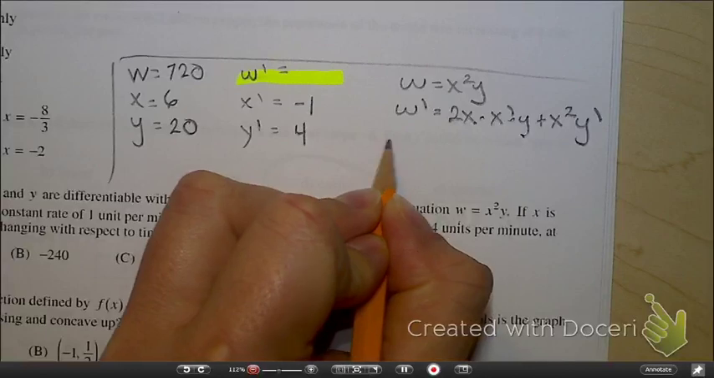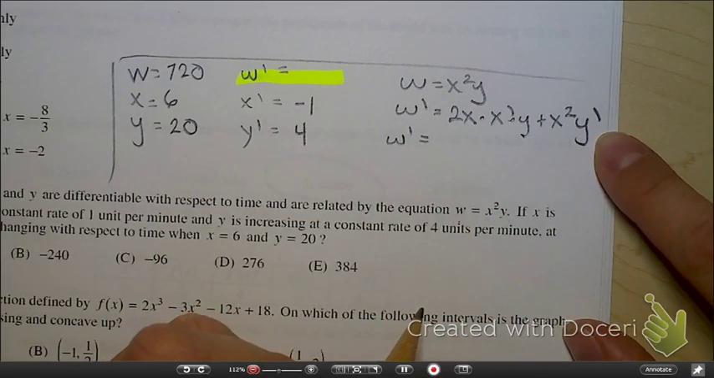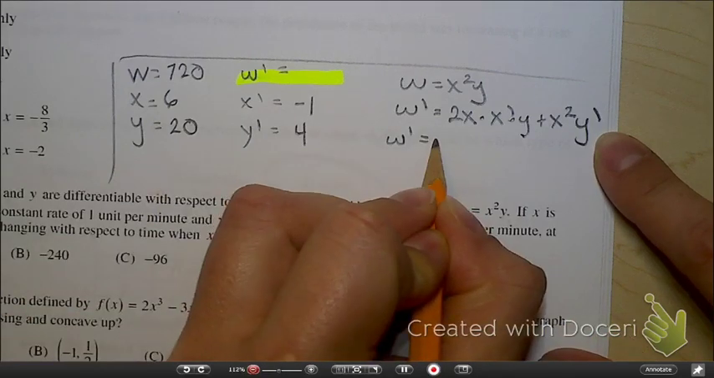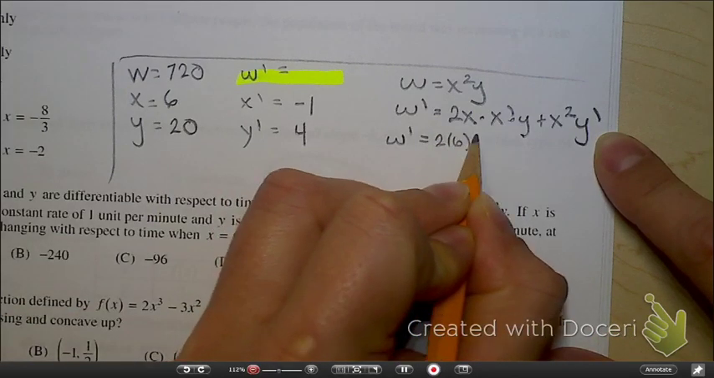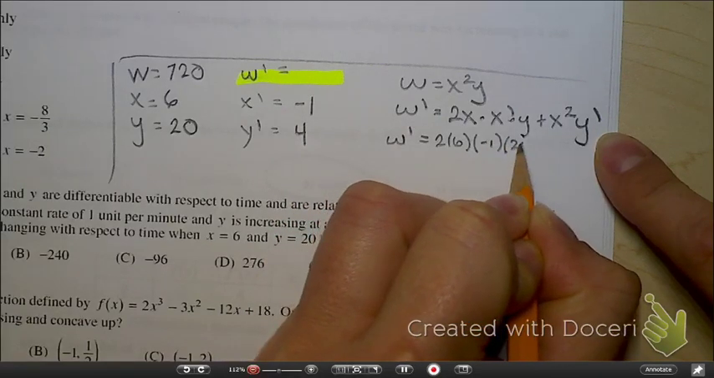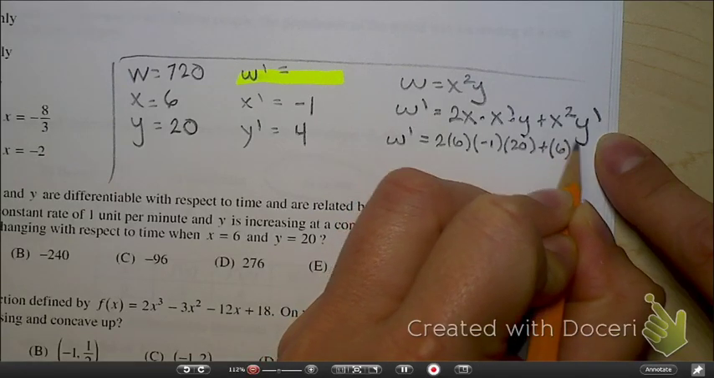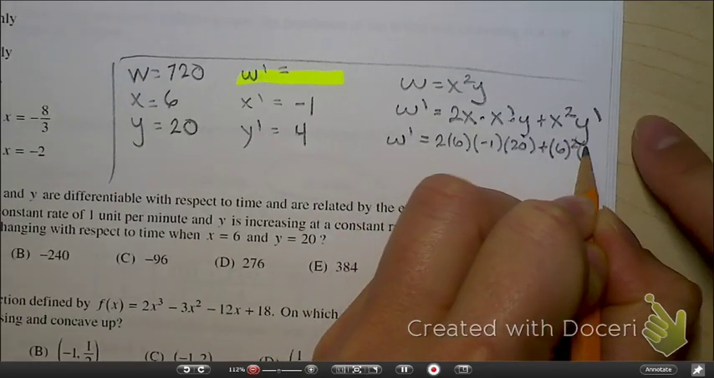All right, let's go forward. We're looking for w prime. Let's plug in everything we know about x, x prime, y, and y prime. So 2 times x would be 2 times 6, times x prime would be -1, times y would be 20, plus x squared would be 6 squared, times y prime, which is 4.